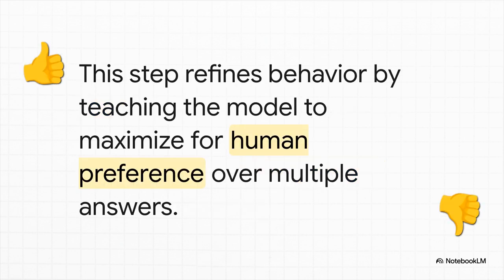Okay, so the second step refines that behavior even more. The model generates several possible answers to the same prompt, and then a human, or sometimes another AI, picks the best one. By doing this over and over, you're teaching the model what kinds of answers people actually prefer. You're pushing it to be more helpful, more honest, and really importantly, safer.